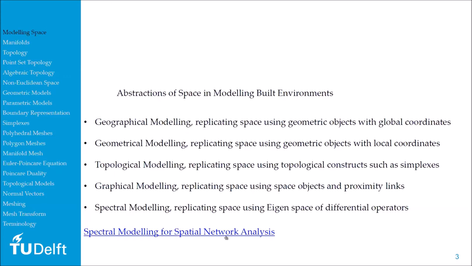But there's a gradient from the most concrete ones, which are the geographical models, to the most abstract ones, which are the spectral models. So as you go down, they get more and more abstract, right? So a geometric model, something like a model that you make in AutoCAD or Rhino or any other geometric modeling software for that matter, is going to have most probably objects with local coordinates in your coordinate reference system.